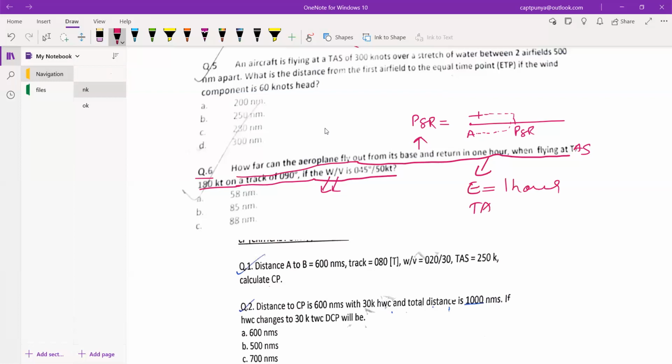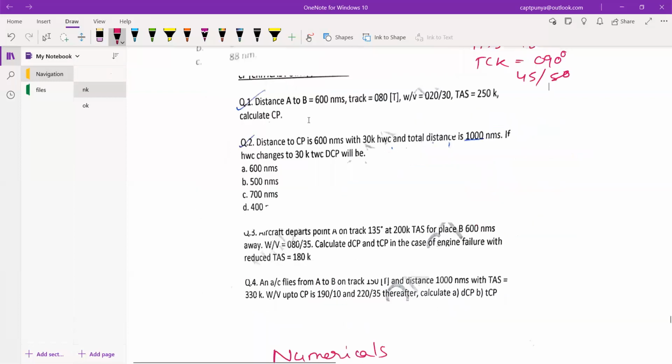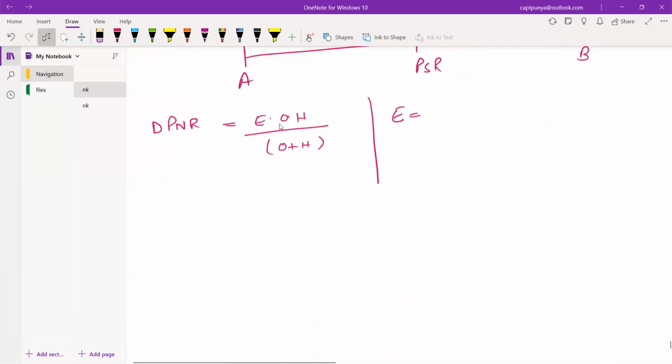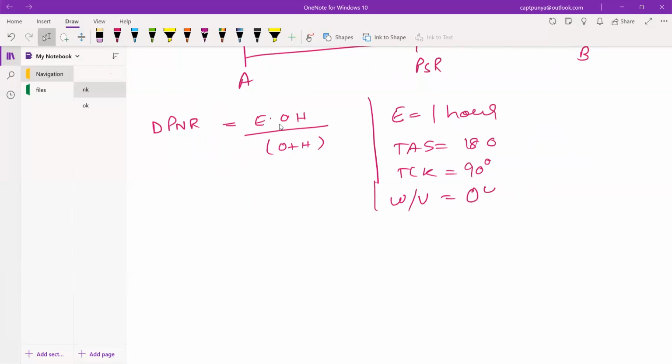TAS is given as 180 knots, track is given as 090, and wind is 045/50. So let me write down all this information here. Endurance is 1 hour, TAS is 180 knots, track is 90 degrees, and wind direction and velocity is 045 degrees, 50 knots. Guys, I think I have told you in the previous numerical video also how to use the CX3 to calculate this. It is very simple. You just need these three things to calculate your ground speed.